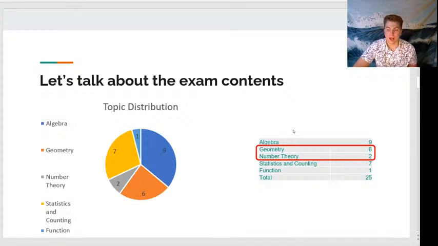Now for the other abnormality in 2019 was number theory with only 2 questions. That's relatively low compared to previous years. Usually you can go into it expecting 3 to 4 number theory questions. So definitely want to keep those in mind. But again, 2020 could be different, so this is not an end-all be-all, but it gives you a good idea of what you can expect from the exam this year.